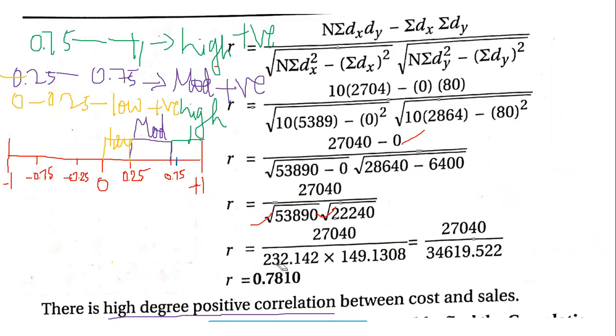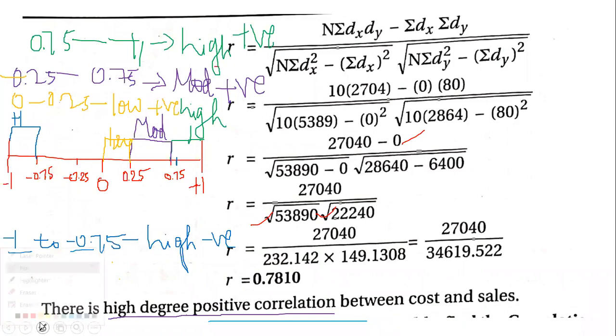On the negative side also, it remains the same mechanism. There are no big changes. Okay. Now from -1 to -0.75, high degree negative correlation. Why negative? The numbers are negative, they are in minus. So high degree negative correlation. Then from -0.75 to -0.25 is moderate degree negative correlation.